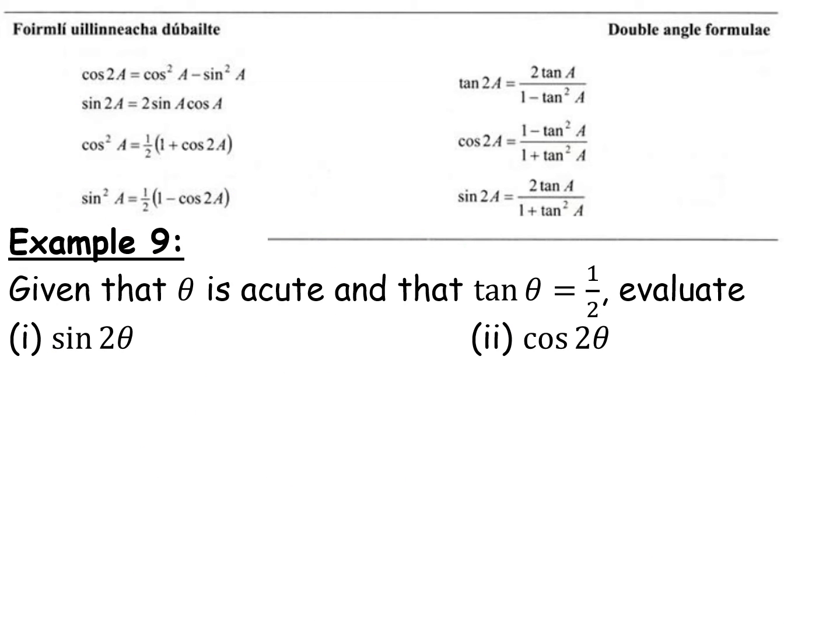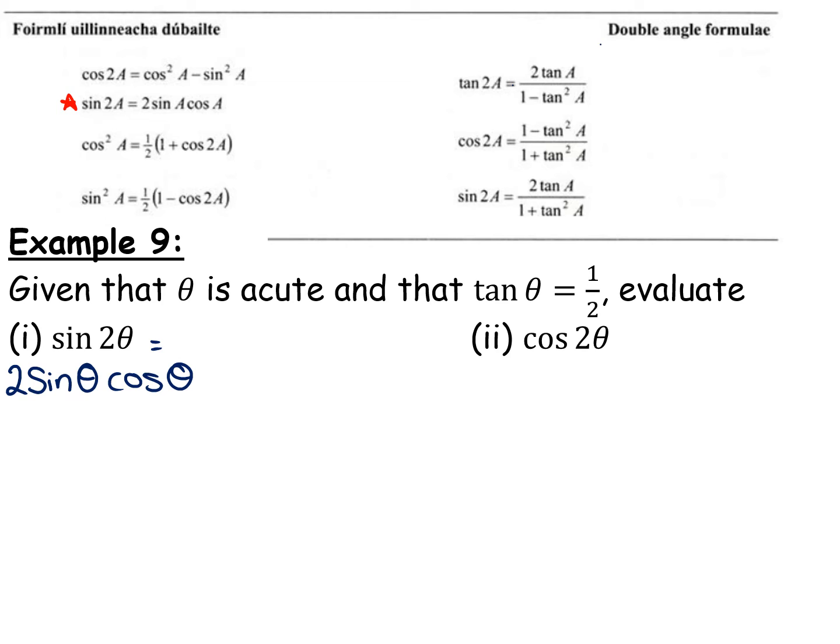So let's jump into a number example. Given that theta is acute and that the tan of theta is equal to 1 over 2, evaluate sine of 2 theta and cos of 2 theta. So we're going to work with our formulas here, which will be sine of 2 theta. We're going to work with this one here. So that is 2 sine of theta cos of theta. So if I can get tan and turn it into sine and cos, I'll be able to fill that formula in.